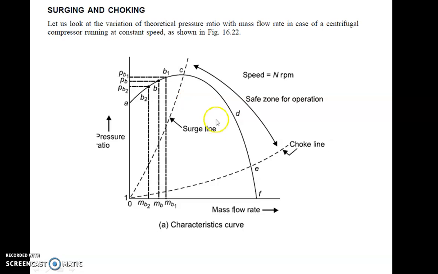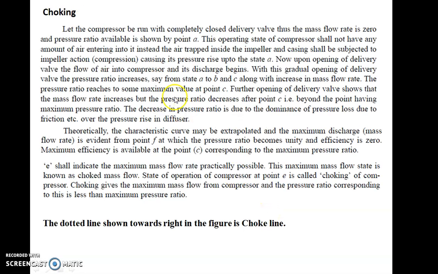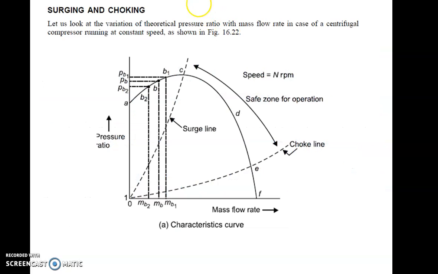So on the left side it is taken care of by the surge line, and on the right side it is taken care of by the choking line. So let us see what we mean by choking and what we mean by surging. Choking: let the compressor be run with a completely closed delivery valve. Initially the delivery valve is closed. So what will happen when the delivery valve is closed? Then the discharge is 0.